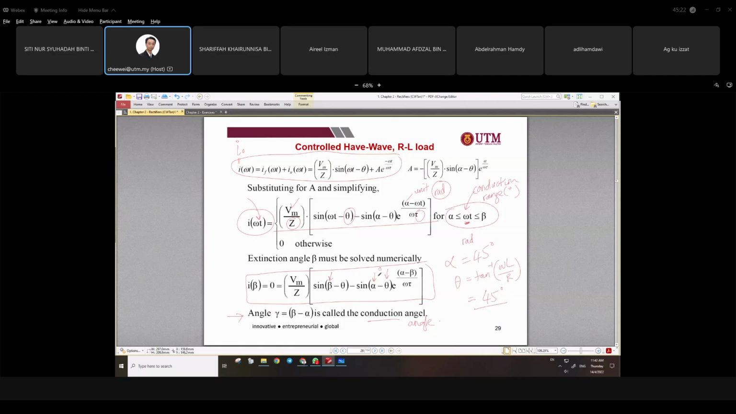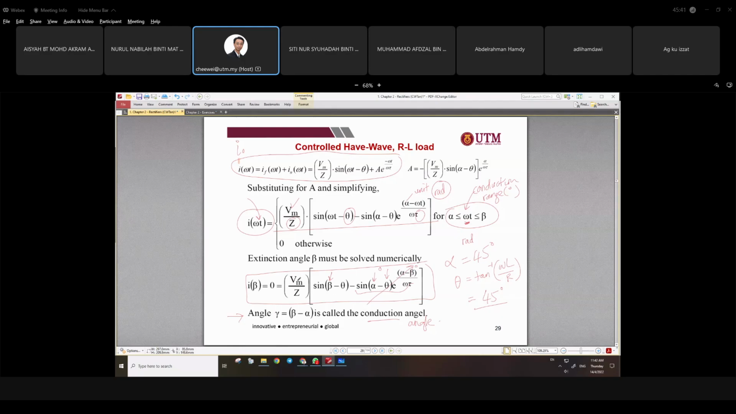0. Can you tell me what is sine 0? Sine 0 is 0. So the whole term becomes 0. What is left? Only sine beta minus theta. Okay, so the long equation now becomes a very short equation.